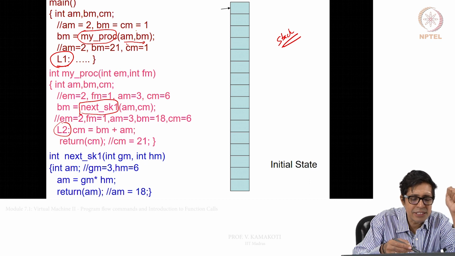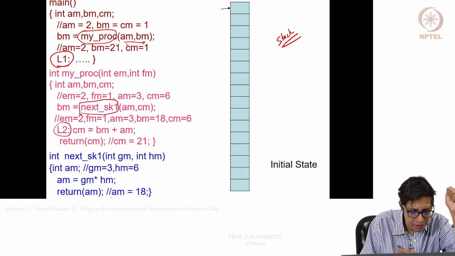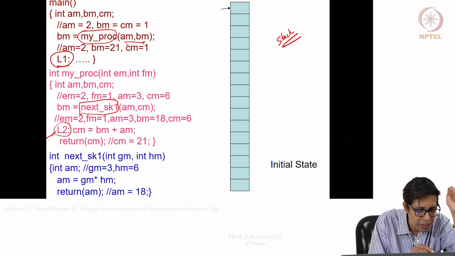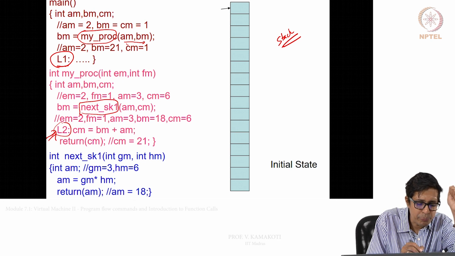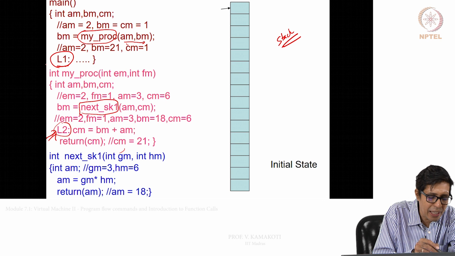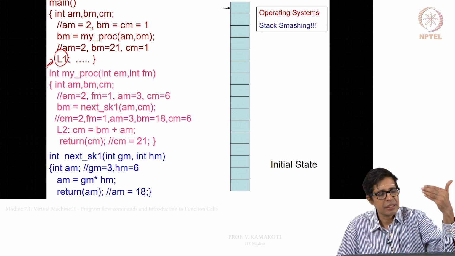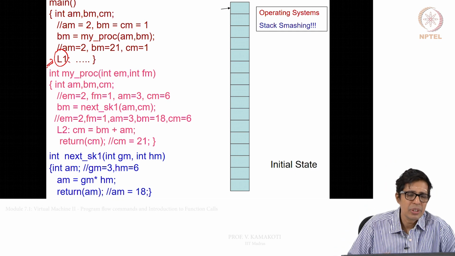So, main starts executing, then it goes to myproc, myproc starts executing, then it goes to nestsk1, nestsk1 does the execution, it finishes, it returns a value and starts executing from L2, and L2 again now myproc completes its execution and returns back to L1 and then main starts executing again from L1.